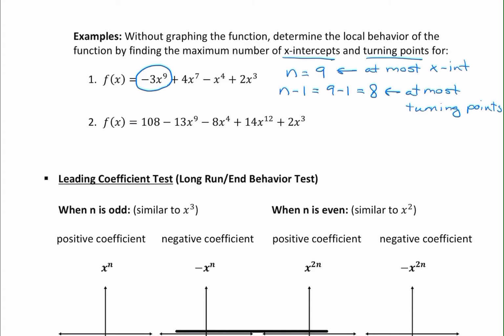On the next example, find your highest power, which is your 14x to the 12th power. So this one will have at most 12 x-intercepts and 11 turning points.